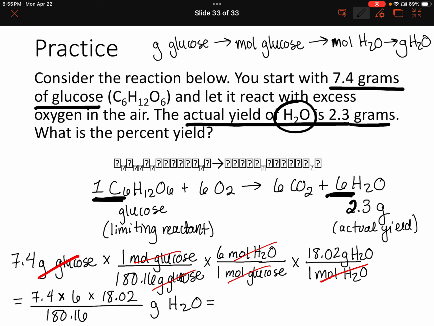So if you plug this into your calculator, you should get about 4.4 grams of water. And I kept this to 2 sig figs because that's how many we were given. And again, this is our theoretical yield. So this is how much we could potentially form.